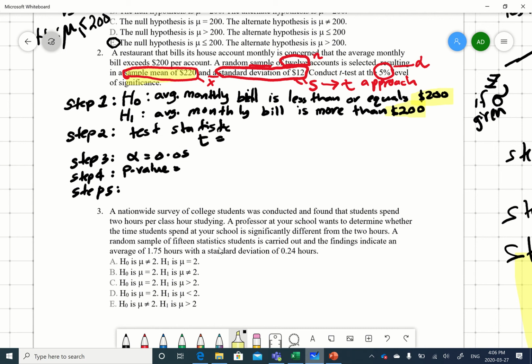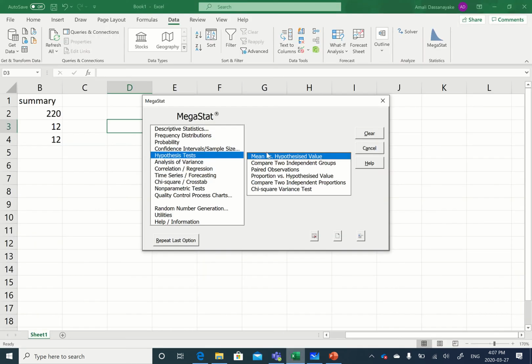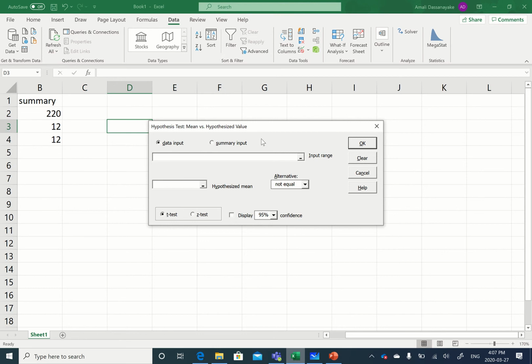We are comparing the population mean average monthly bill to a hypothetical value. So that's what we are doing. So mean versus a hypothetical value. That hypothetical value is the restaurant manager's, it's in their mind, right? They are concerned it's more than 200. So that's their hypothetical value. So the first one, mean versus hypothesized value.